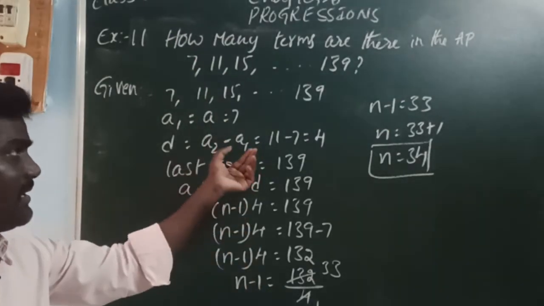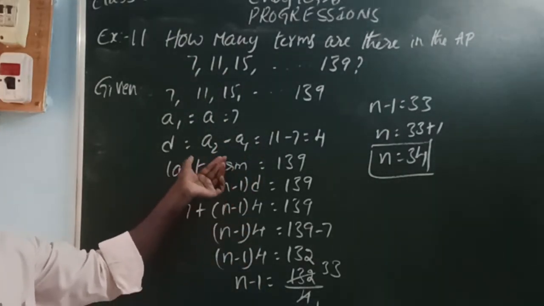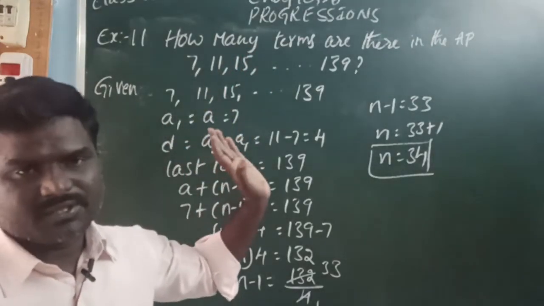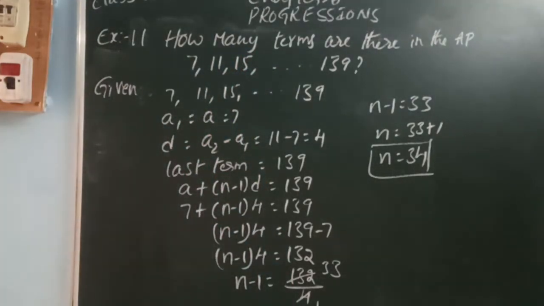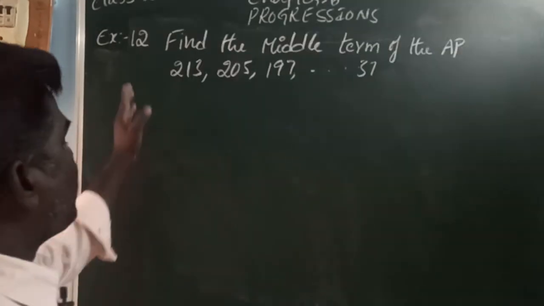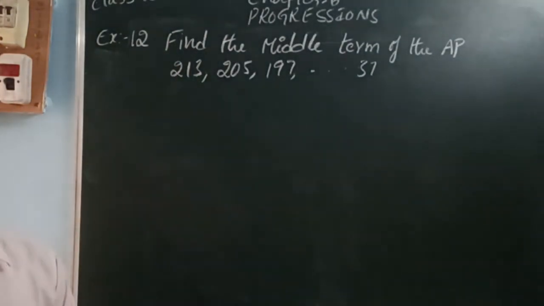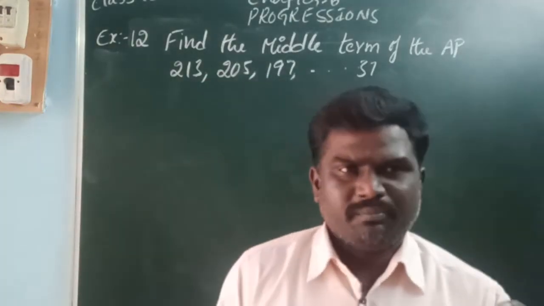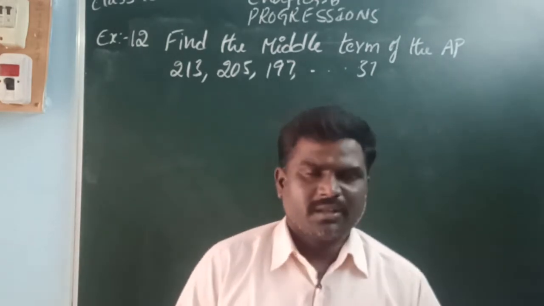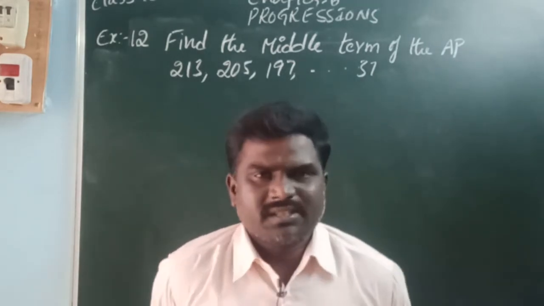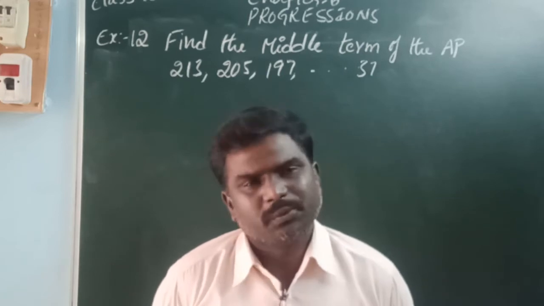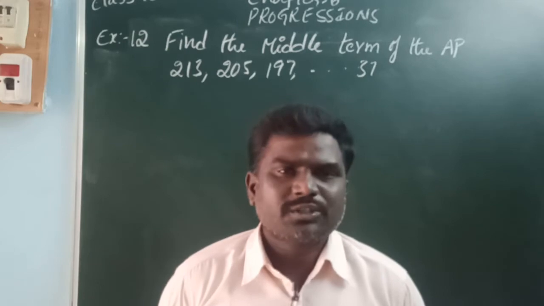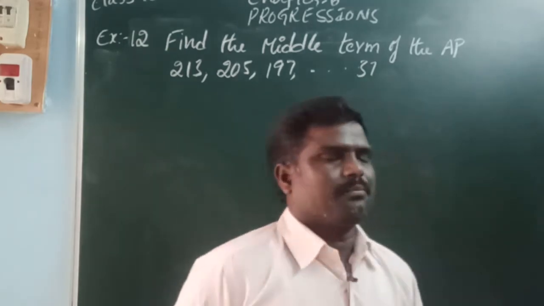How can you find it? By using the last term. So the last term or nth term we can use to find the number of terms. Next, find the middle term of the AP. So how can you find the middle term? Here we know that for the middle term, if the number of terms is odd, the middle term is the (n plus 1) by 2th term. If the number of terms is even, the middle term is the average of the (n by 2)th and (n by 2 plus 1)th terms.